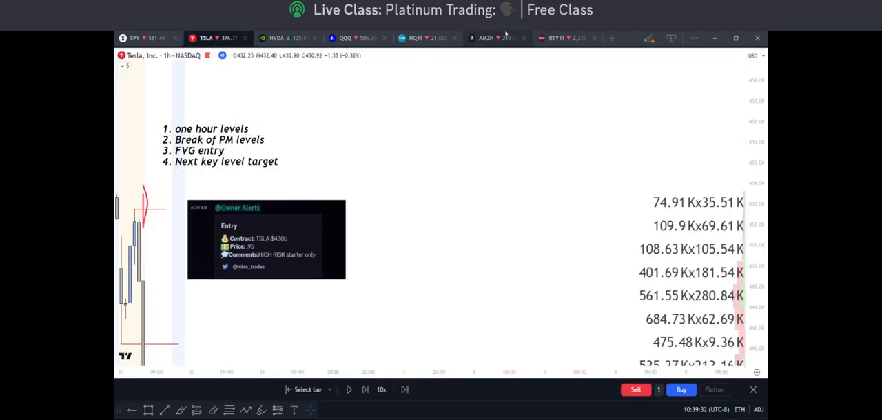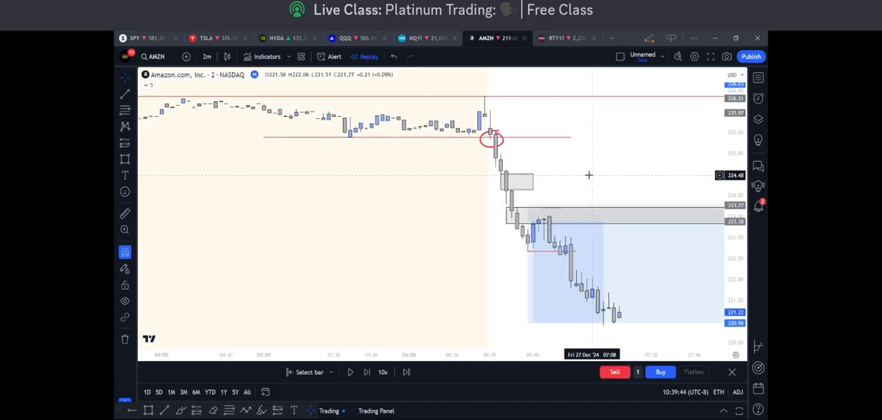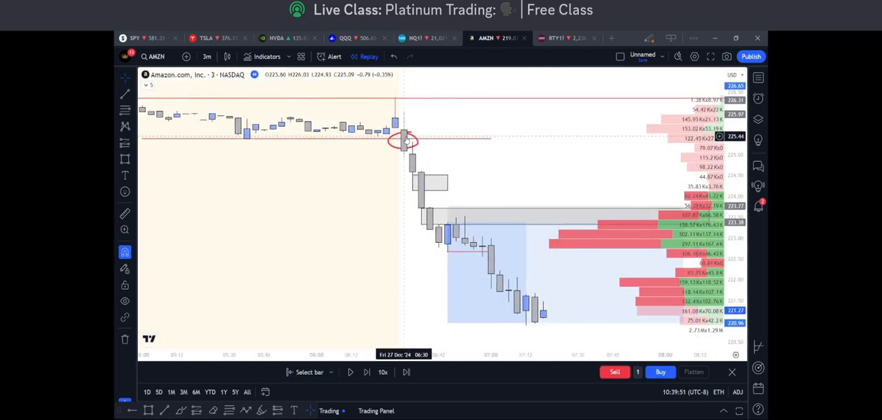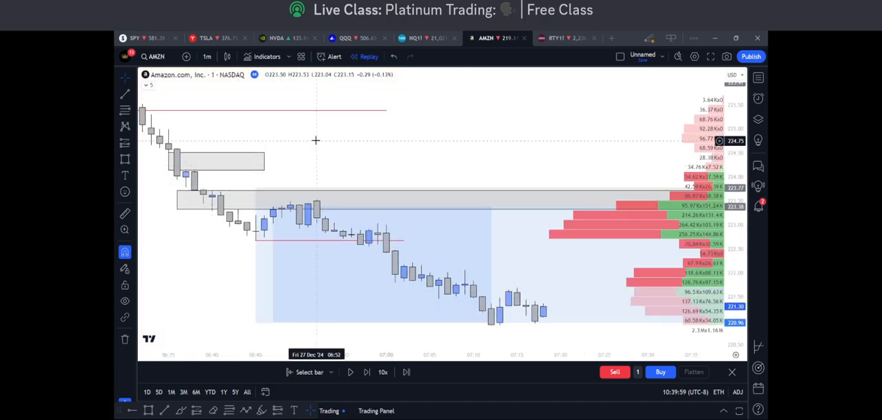We have that break. We have that fair value gap. We had one right over here on the 1 minute, which never ended up coming back to it, so I didn't take that trade. What I did end up taking next time was the 3-minute fair value gap right here. The fair value gap on the 1-minute didn't end up testing. It didn't come back and test it, so I didn't take this one right here.